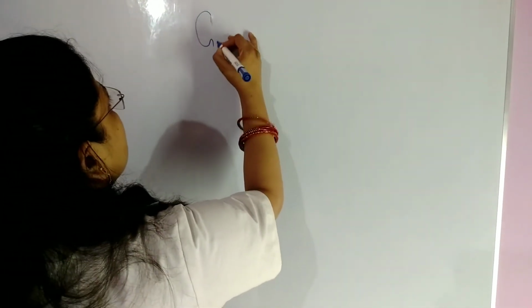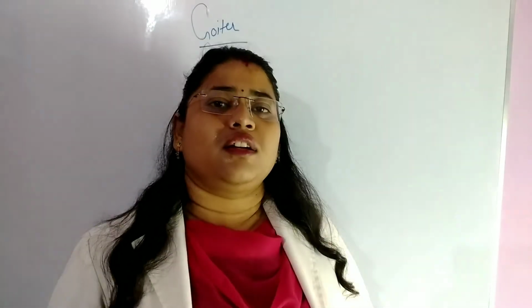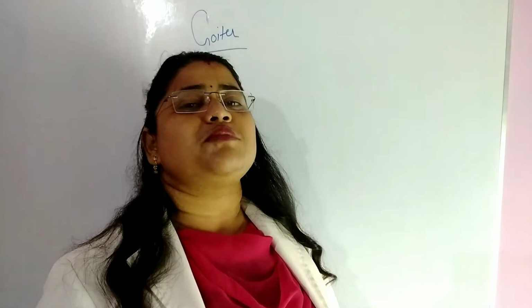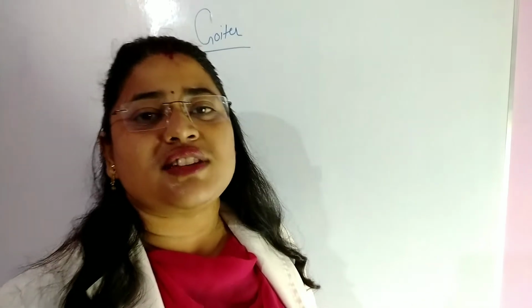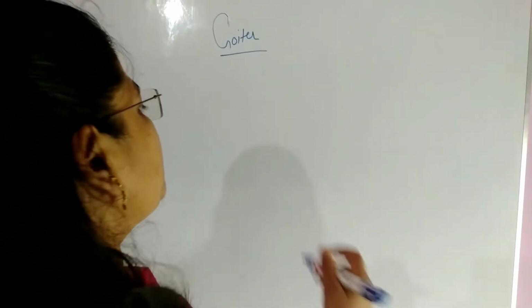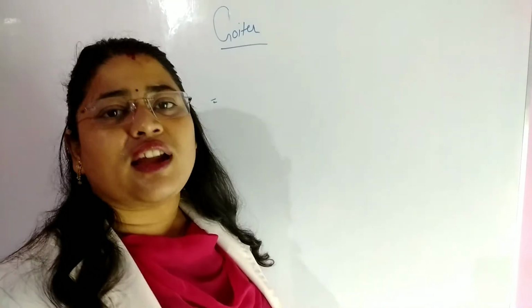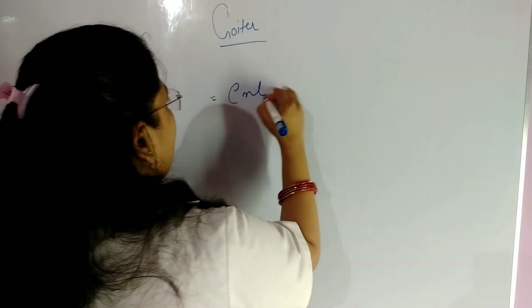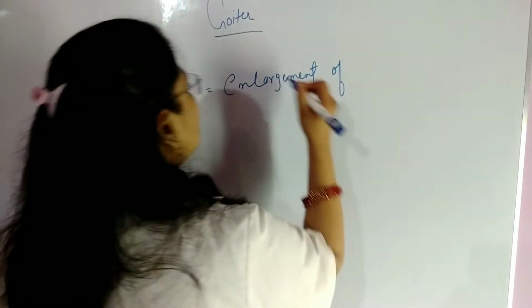Today's topic of discussion is goiter, which is commonly used in our medical science. I had taught in my previous class about hypothyroidism. Goiter is also associated with the hypothyroid state of a patient, that's why today's topic is goiter. Its literal meaning is only enlargement of the thyroid gland.